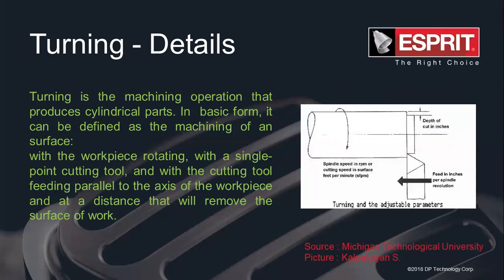Now we'll skip on to turning. These are all basics that we should know. What is turning? Turning is a machining operation that produces cylindrical parts. From the figure itself we can clearly understand how turning happens. When a workpiece rotates at some RPM and the cutting edge feed direction is parallel to the axis of rotation, that operation is turning.